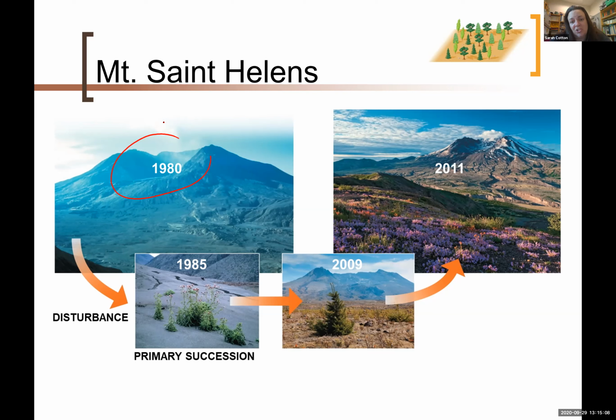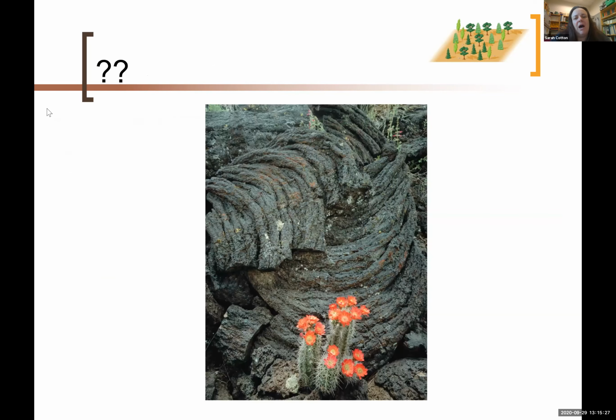So this picture is 31 years later. Now we're looking at 40 years later, right? And you can see that there's a lot more life, but we're still not quite to where a climax community would be either. Okay, so that's primary succession.